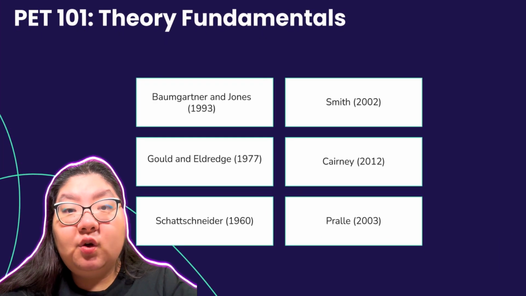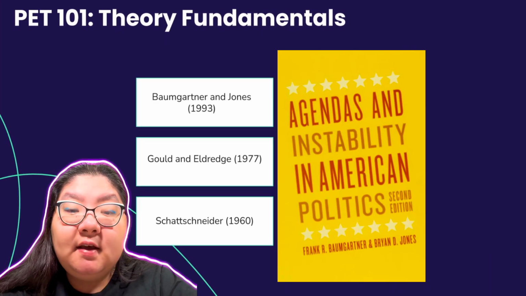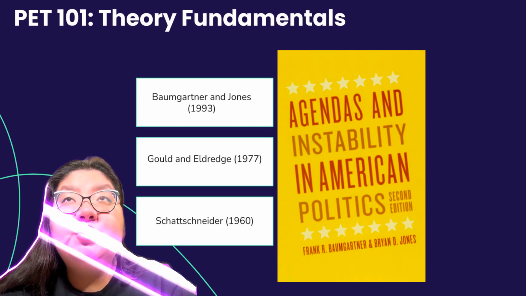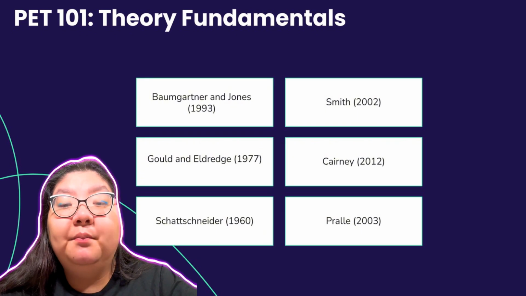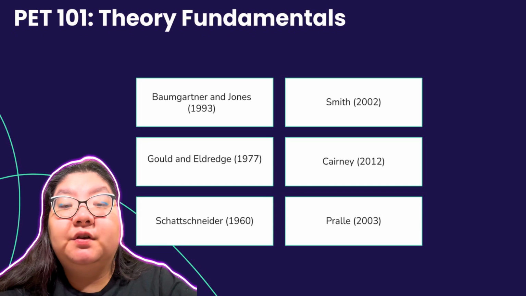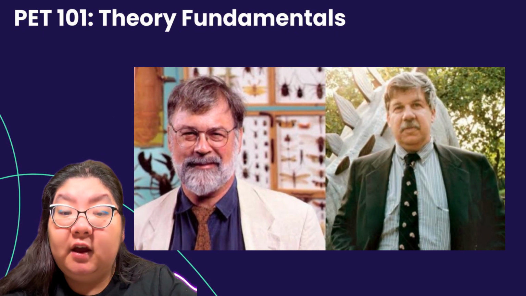So the first thing you should know about Punctuated Equilibrium Theory is that it comes from Baumgartner and Jones. The theory comes from the authors' personal experience in evolutionary science, and you can really observe a model that applies a biological theory to policy making. The theory is founded on a biological theory of evolutionary punctuated equilibrium from Gould and Eldredge.